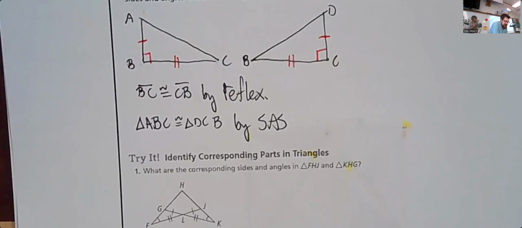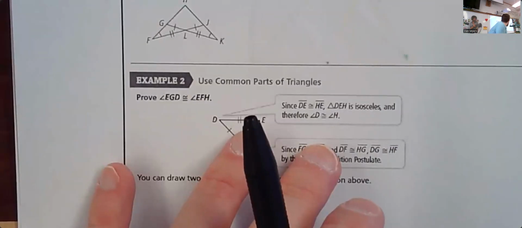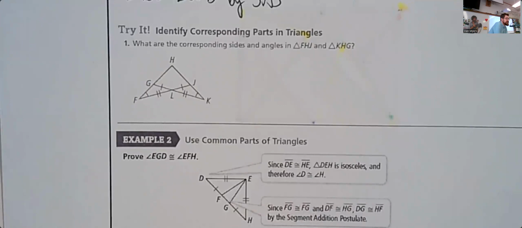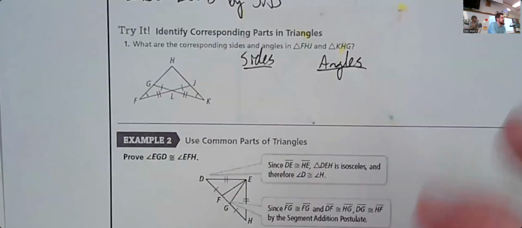By the way, it says, let's see, how can identifying corresponding parts of overlapping triangles help prove? Okay, so good. All right, now, identifying corresponding parts. What are the corresponding sides and angles? So let's go ahead and just make a list here. So let's say sides, and then angles. Or if you wanted to use the symbol for angles, that's fine. Now, if you can see how these triangles overlap, great. If you have trouble identifying how things look when they are overlapped, draw them separately.